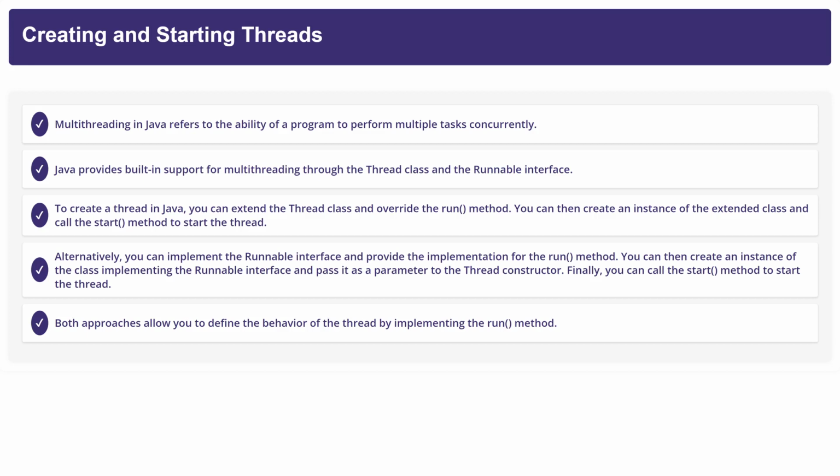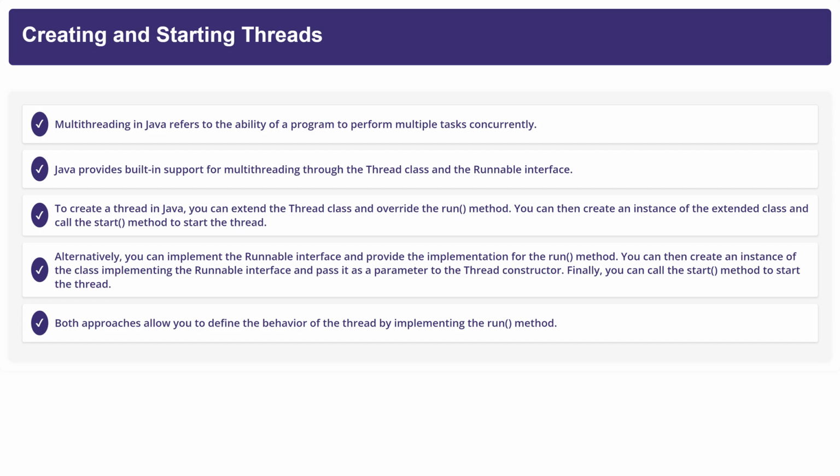Multithreading in Java allows you to perform multiple tasks concurrently, improving the efficiency of your program. To create a thread in Java, you can either extend the Thread class or implement the Runnable interface. When extending the Thread class, you need to override the run method. This method contains the code that will be executed when the thread is started. To start the thread, create an instance of the extended class and call the start method.